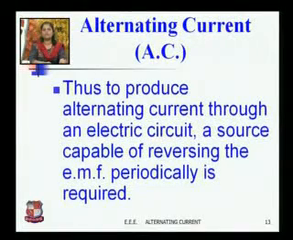Thus, to produce alternating current through an electric circuit, a source capable of reversing the EMF periodically is required, because it is a characteristic of an alternating quantity that the direction of current, or voltage, changes with respect to time. So you require a source which will reverse the direction periodically.